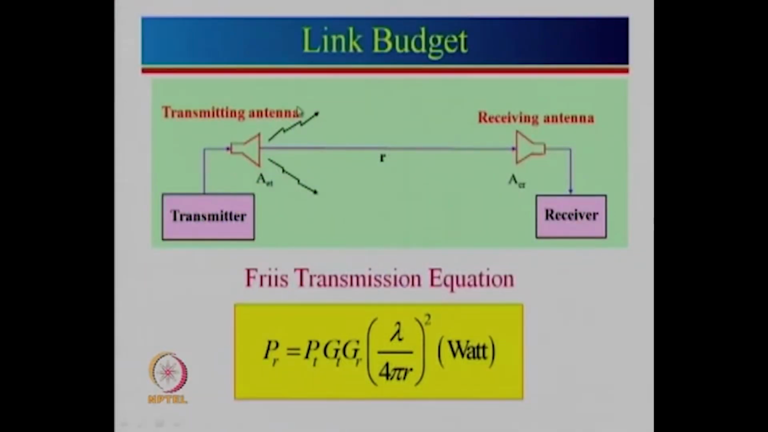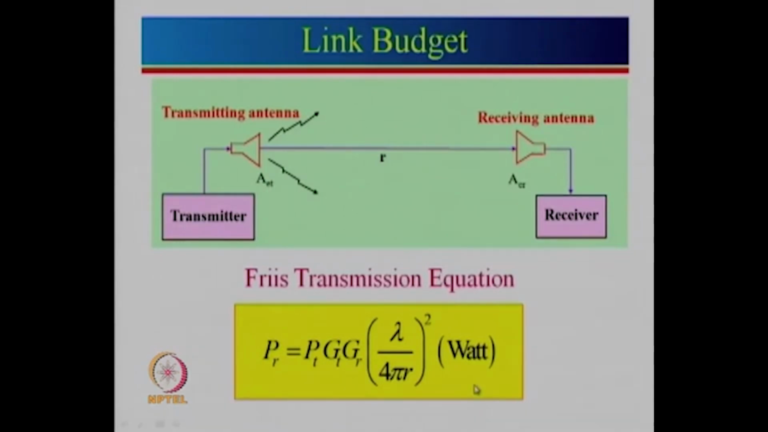A link requires a transmitting antenna. Let us say we have a transmitter, that transmitter is connected to the transmitting antenna, and then there is a receiver with the receiving antenna, and in between the transmitter and receiver the distance is r. What we need to do is find out, if there is a certain power transmitted and a given gain of the antenna, what will be the received power. So, received power is given by this particular expression.